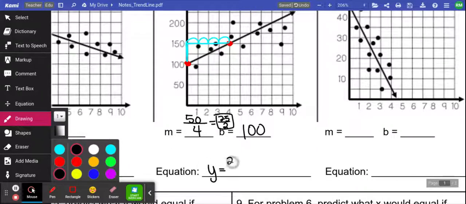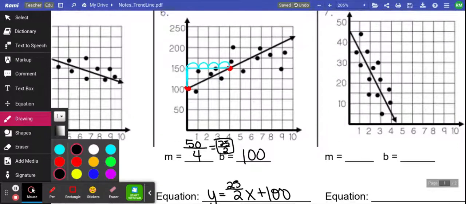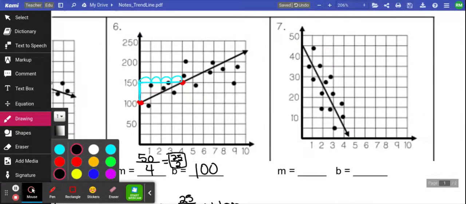y equals 25 over 2 x plus 100. Whoops. Am I moving too quick? Okay. See if you can do number 7 on your own.